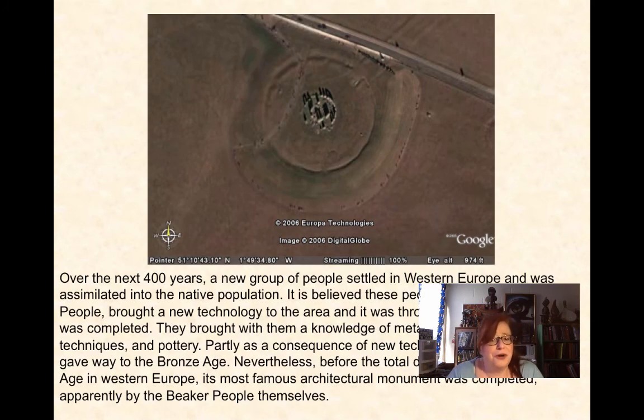And then over the next 400 years, a new group of people came in, and they were assimilated into the native population over time, and they brought new technology to the area, and they believe that they're the ones that completed Stonehenge. So it's very interesting that this was completed by the Beaker people, as they say, and this is just a very far distant aerial view of what Stonehenge looks like today.